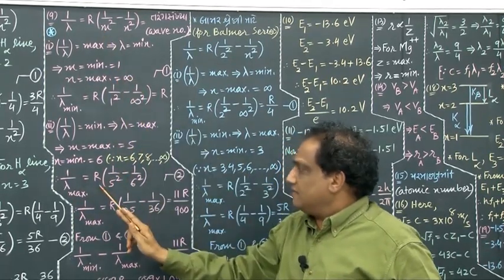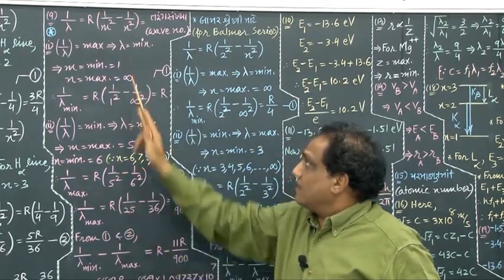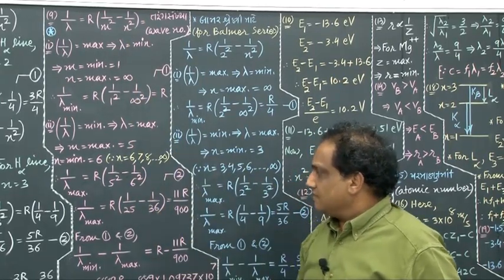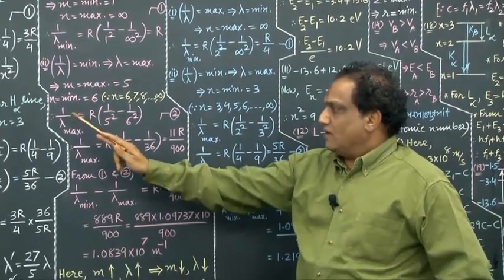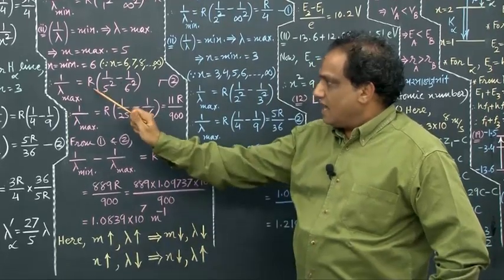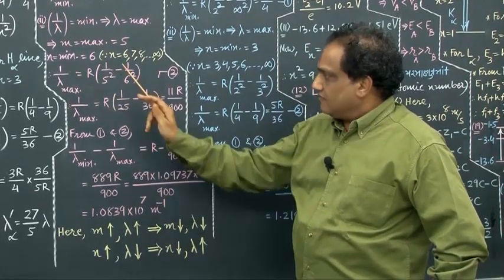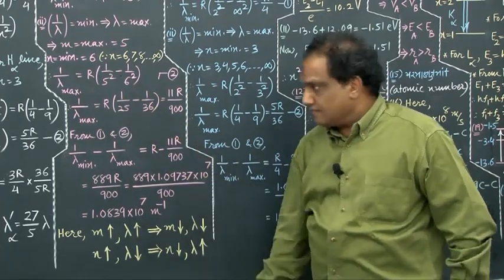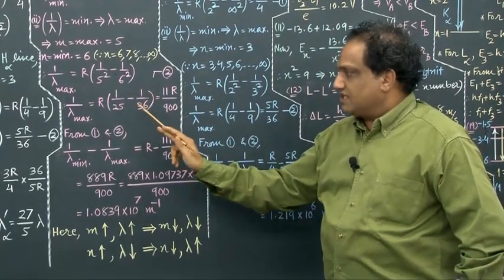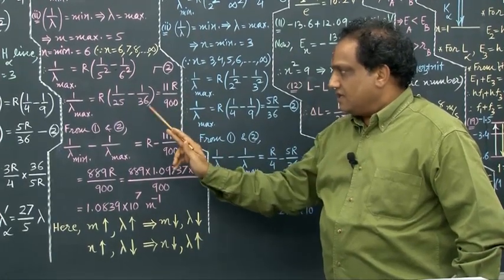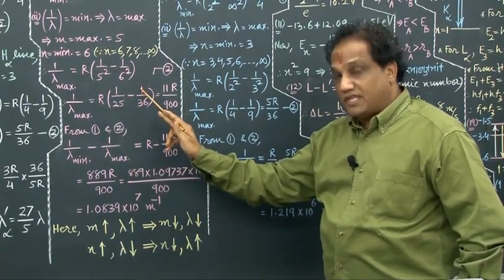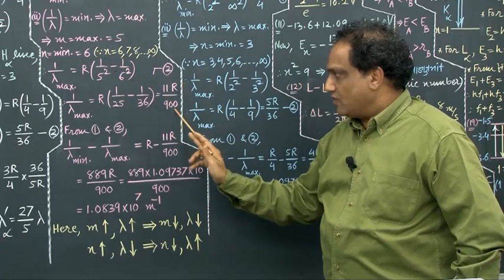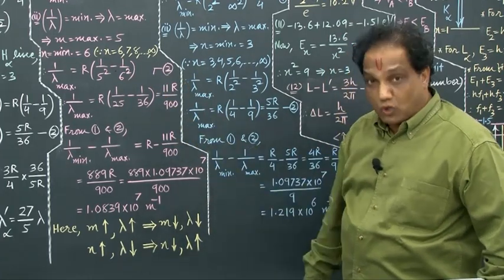And that equals r into m is 5, n is 6. Fine. Now simplify. 1 upon lambda maximum as it is, r as it is, and 1 upon 5 square is 25, 6 square is 36. Now simplify. LCM will be 36 into 25, which is 900. 36 minus 25 is 11 into r. 11 into r upon 900. Give it equation number 2.